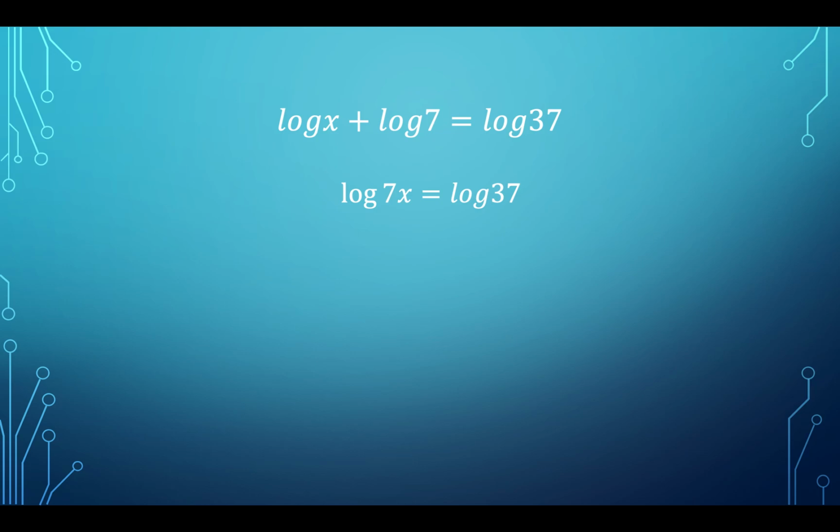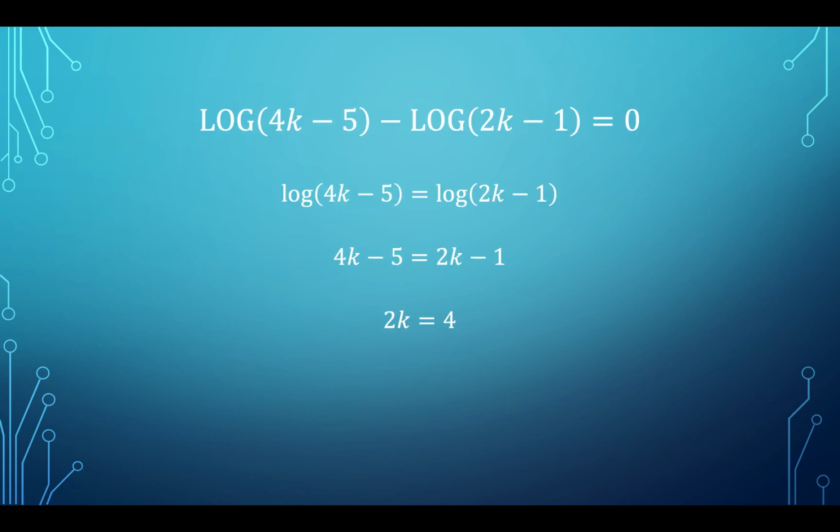When we have something like this, I would only put logs on one side of the equal sign. We use our condensing laws: the plus sign means it's a product, so now we have log 7x = log 37. Since both sides have the same base, we can say 7x = 37. Then we solve for x by dividing each side by 7. Our final answer is x = 37/7.